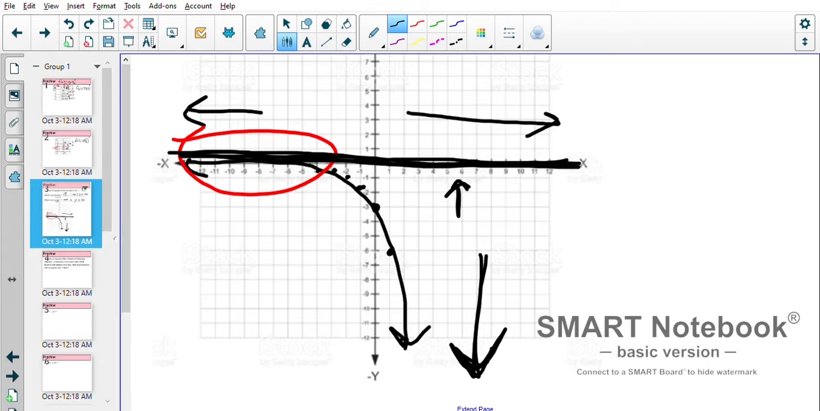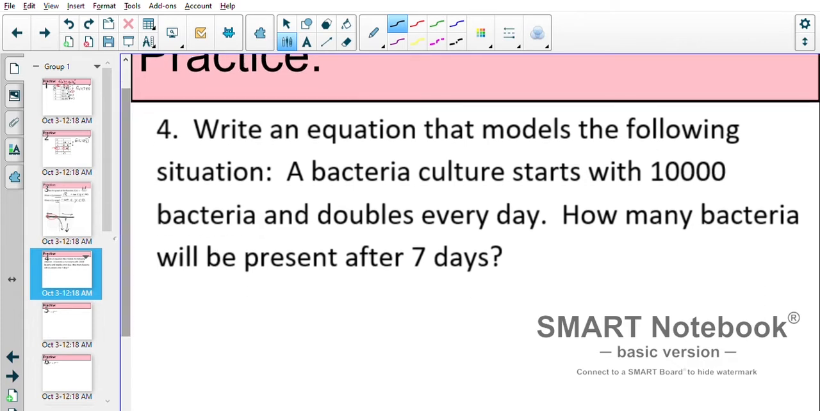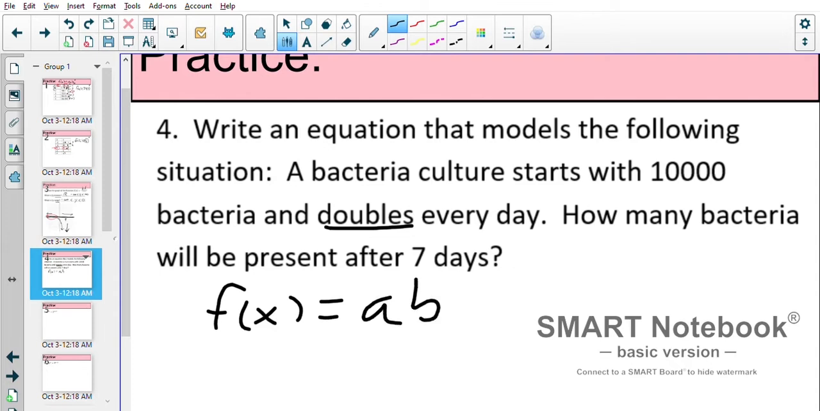All right, let's move on to the next. We are to write an equation that models this situation. Bacterial culture starts with 10,000 bacteria and doubles every day. How many bacteria will be present after 7 days? So we're going to start off by writing our equation. Doubles means we multiply by 2, so that's an exponential equation. F of x equals a times b to the x. So we get f of x equals, and our starting value for a, the y-intercept, is that 10,000. So 10,000.